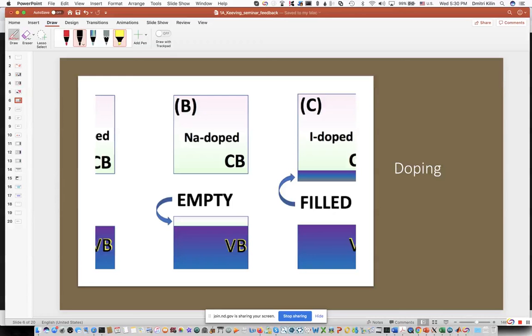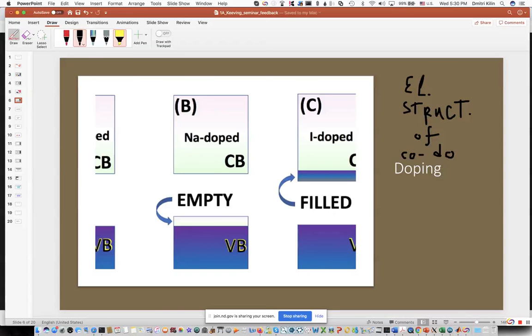Okay, so a quick introduction to doping. In panel A, we have a regular undoped material, with the conduction and valence band unchanged. In B and C, we have two types of doping: sodium doping and iodine doping. And the nanowires I'm studying are both sodium doped and iodine doped.